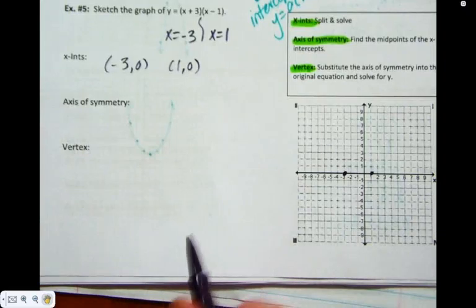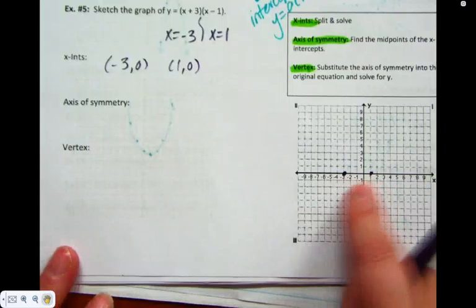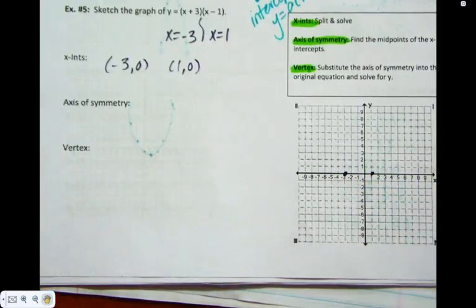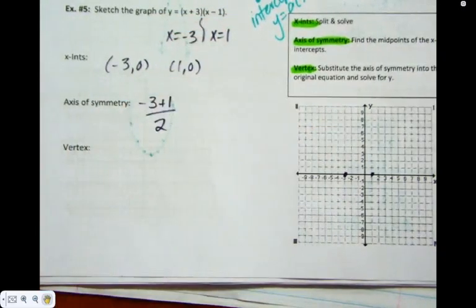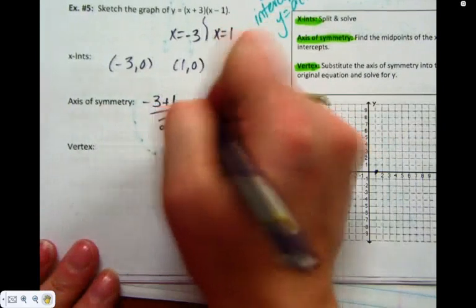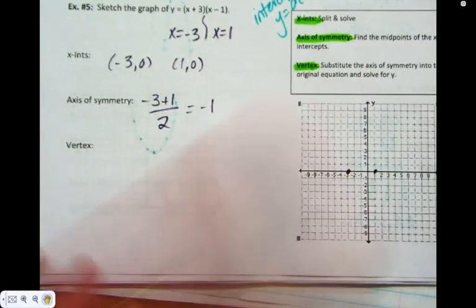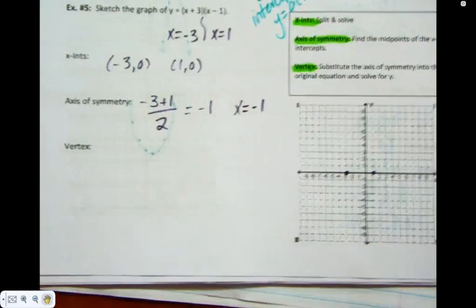How do we find the midpoint of 2 values? How do you find in between 2 values? You take it and divide by 2. Yes, add them together and divide by 2. So I'm going to take -3 plus 1 and then divide by 2 to find the middle. -1. So that means our axis of symmetry is x equals -1.